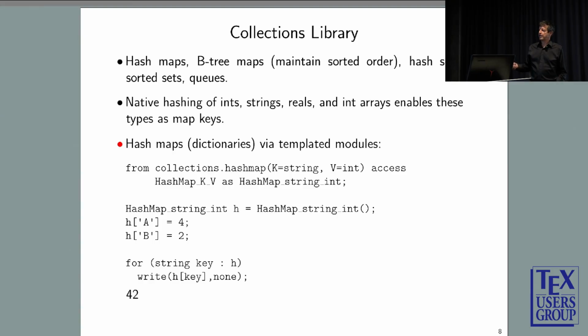And so the instance of that type we're going to use is little h. And now it's like a dictionary. We can assign to various strings some integers, 4 and 2, and then we can write them out and we get 42.